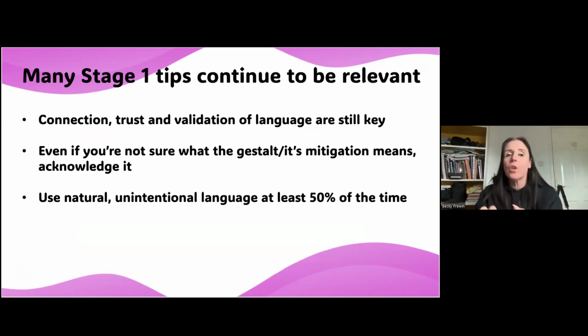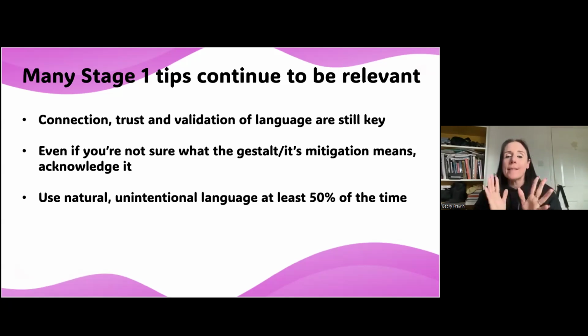If a child comes to you, says a gestalt or a mitigated gestalt, whether it sounds different or the same as usual, validate it. Even if you don't know what it means, acknowledge it, give some kind of response. Let them know you know they're communicating with you. So just keep that acknowledgement going. Trust in their play, connect through play, don't force any issues, don't force your way of doing things onto the child, okay? And use natural, unintentional language at least 50% of the time.